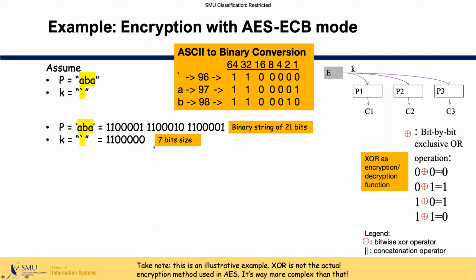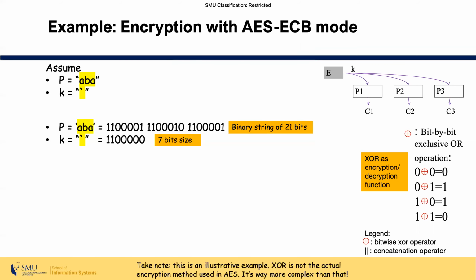So again here, of course, the standard size of the key K used in AES is 128 bits or 192 or 256 bits, but I cannot simply use 128 bits here. It will be too much to handle. So I'm just using a 7-bit size to illustrate things.